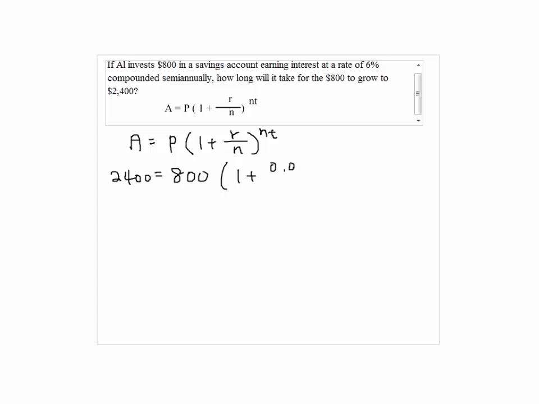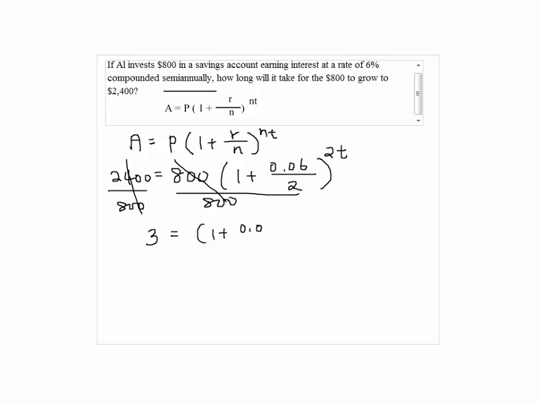If I invest $800 in a savings account earning interest at a rate of 6% compounded semi-annually, how long will it take for the $800 to grow to $2,400? So we have the formula A equals the principal times 1 plus r over n to the nt. We know the principal, which is 800, and 2,400 will be the amount we need after a certain number of years, and r is 6%, which will be 0.06 in decimal, over n, which is the number of compounds, so semi-annually means twice a year, and to the 2t.